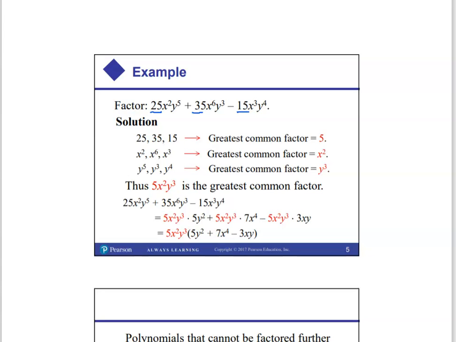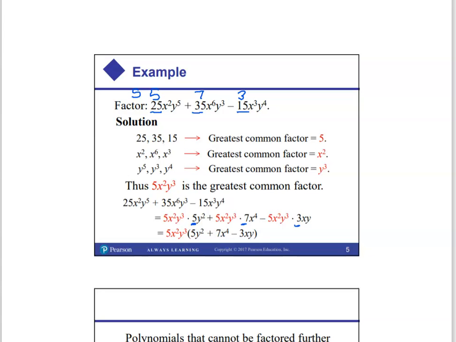And the immediate thing that I see with all of those is that there's a 5 in each one of those. And so if I take the 5 out of 25, 25 divided by 5 would leave me with 5. 35 divided by 5 would leave me with 7. 15 divided by 5 would leave me with 3. And that's how they're coming up with this 5 and 7 and 3 down here.